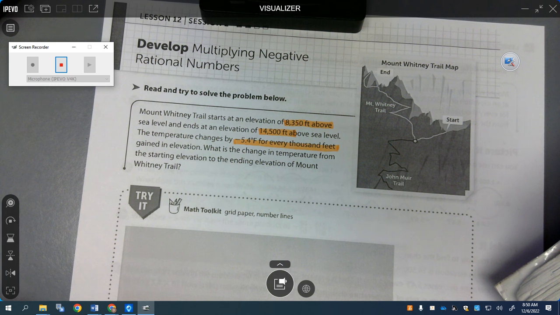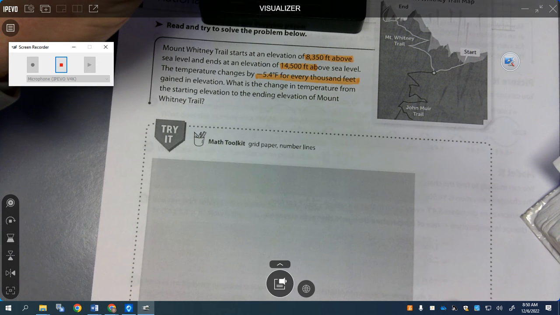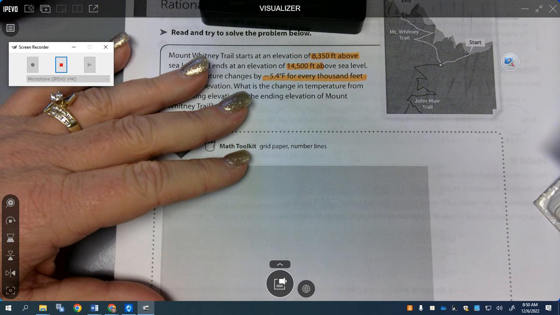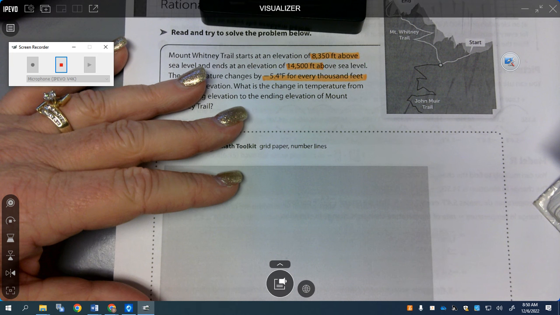All right, I know you guys are not even close to being done, but we're going to go ahead and walk through this really quick, okay? In order to do this problem, we first have to know what? We have to know the change in elevation, right?